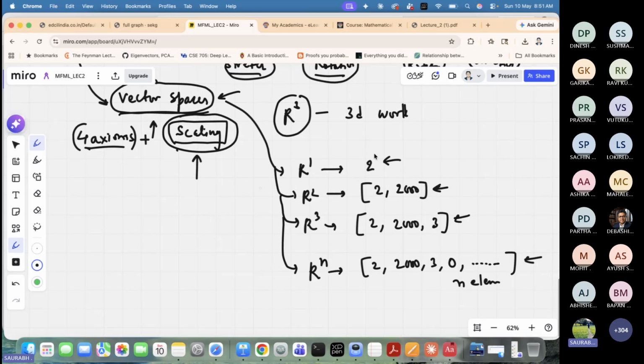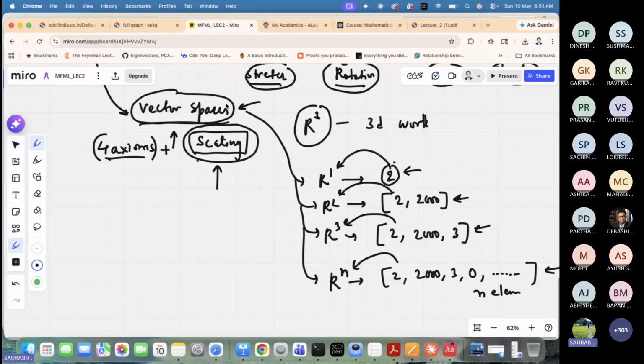Now, this vector resides in one-dimensional space, this vector resides in two-dimensional space, this in three-dimensional space, this in n-dimensional space. So we have a world defined where every vector lives. We can have a three-dimensional space wherein a three-dimensional vector can live. Those spaces are called vector spaces.